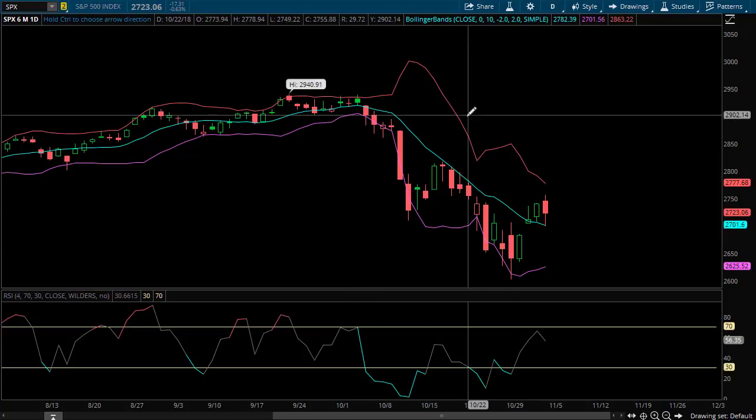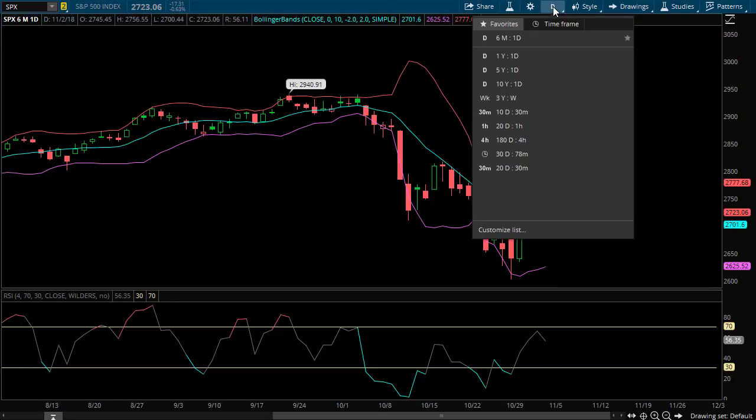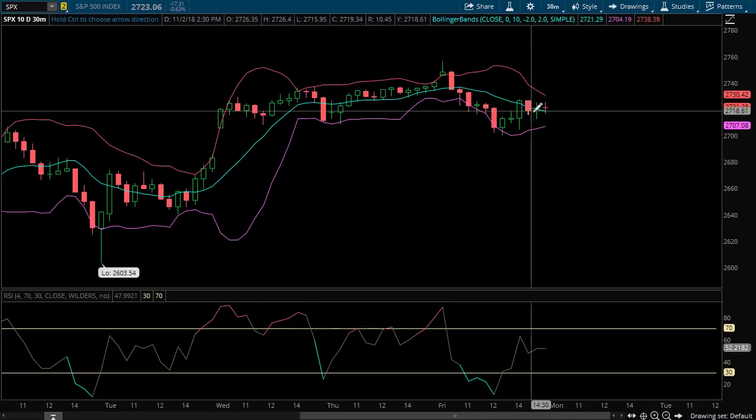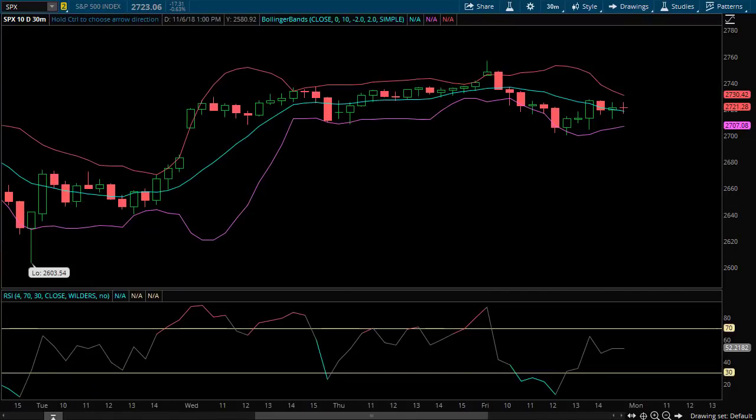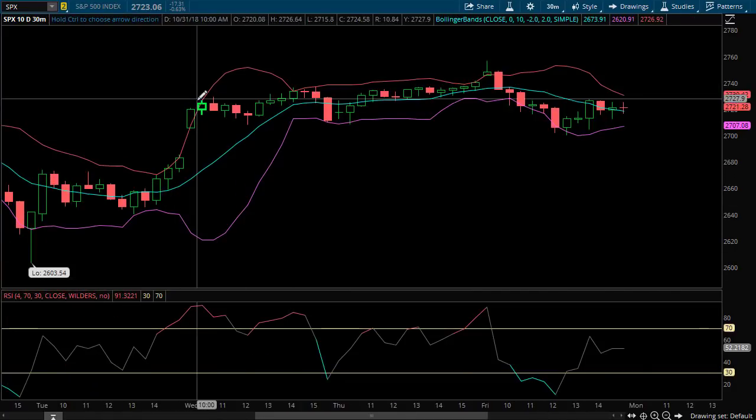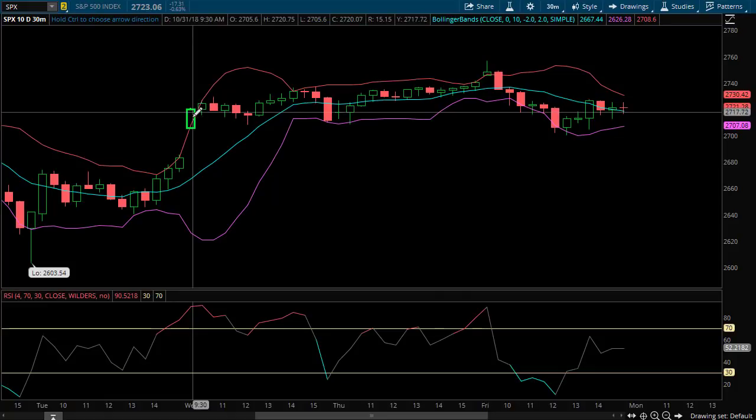So I've been sticking to smaller time frames, and I'll go ahead and drill down to like a 30-minute chart, and we'll just look at the last couple days. You can see that, again, the market popped up here. This was a gap up on Wednesday and started to trade sideways.